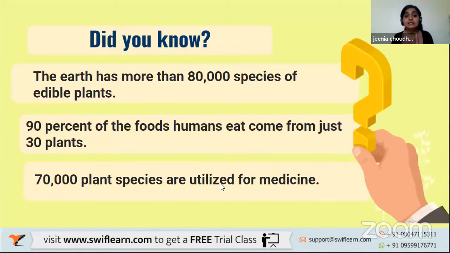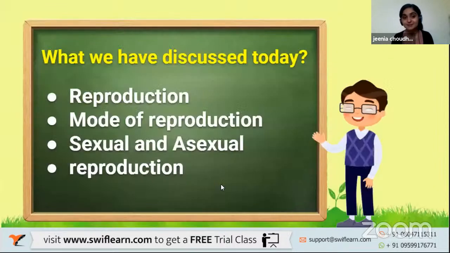Further, did you know that the earth has more than 80,000 species of edible plants? But how many of us are consuming? How many are we consuming? 90% of the food humans eat comes from just 30 plants. On the other hand, 70,000 plant species are utilized for medicinal purposes.